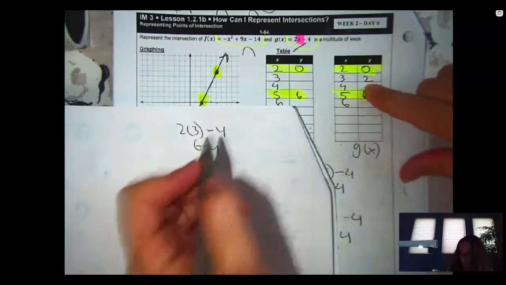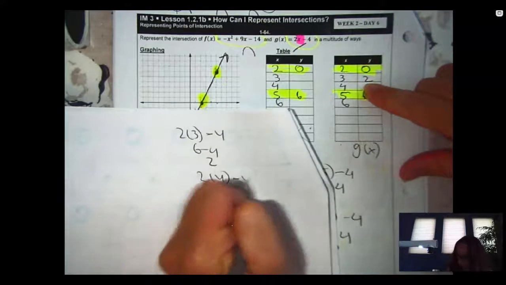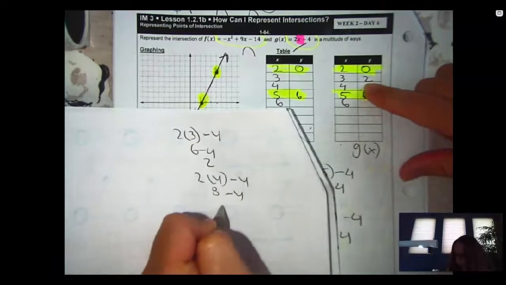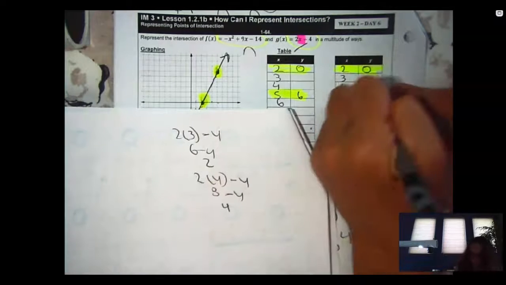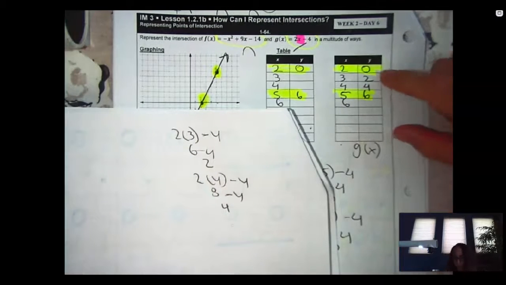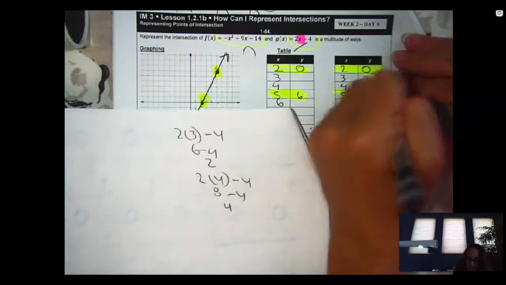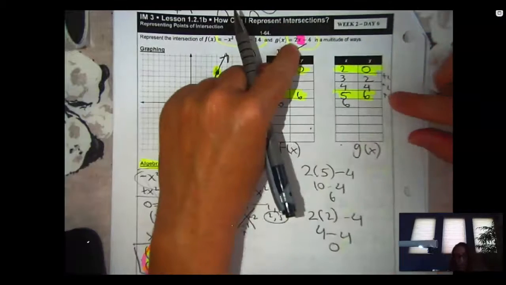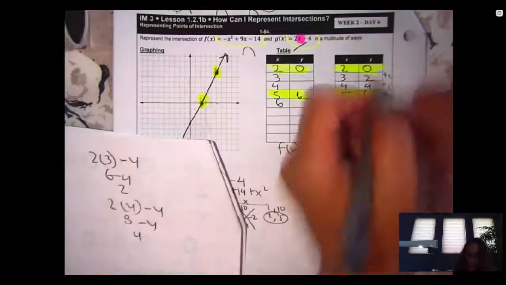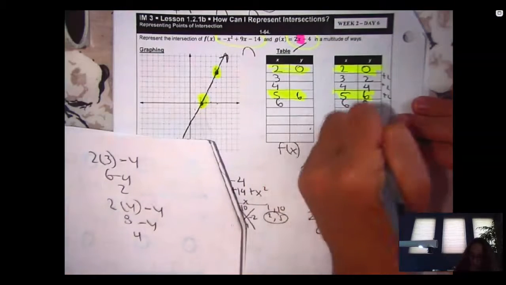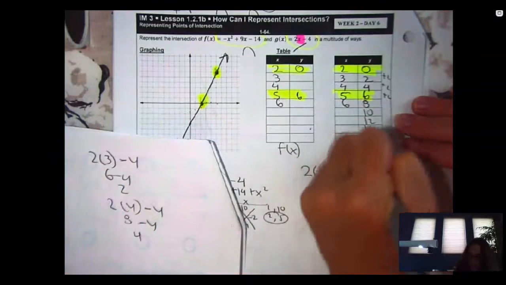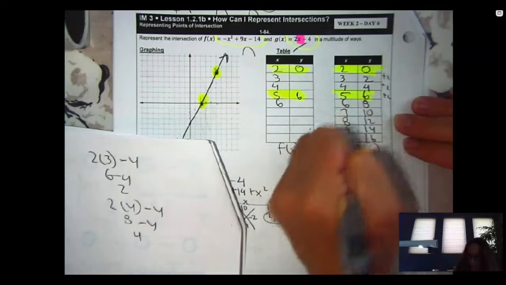Now try 4. 2 times 4 minus 4, 8 minus 4, 4. Okay, and some of you go, how do you know you did it right? Look, there's a pattern. Plus 2, plus 2, plus 2. So I know the next number is 8. Anybody know what the next number is? 10, 12, 14, 16, 7, 8, 9, 10.